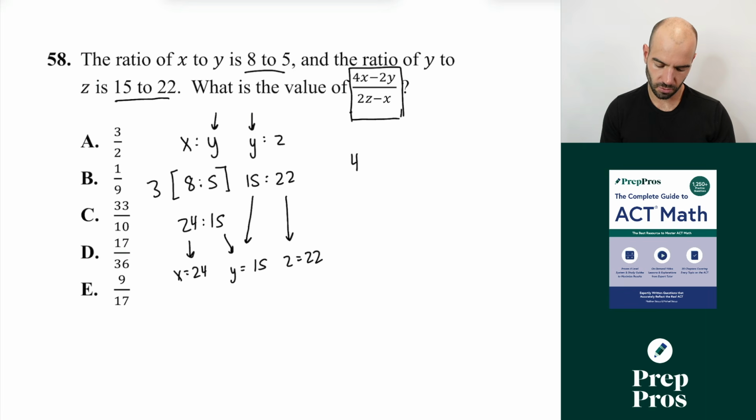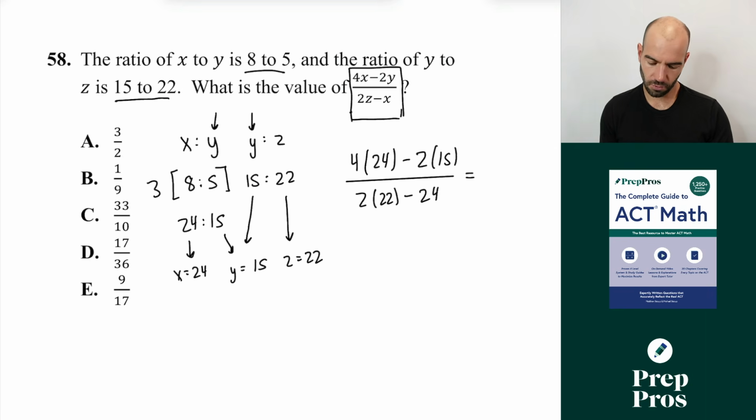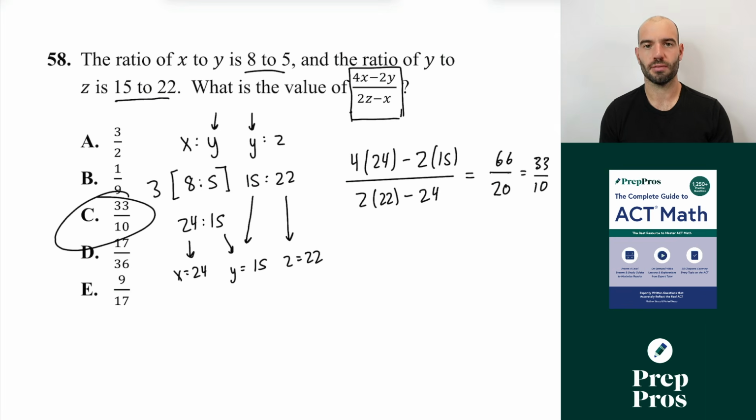So now we can just take those values and plug them into the expression we're asked to solve. So we do 4, plug in our 24 for x, minus 2, plug in our 15 for y, divided by 2, plug in our 22 for z, and subtract our 24 for x. If we do 4 times 24 minus 2 times 15, we get 66 on top. If we do 2 times 22, that's 44 minus 24 gives me 20 on the bottom. Both of those are divisible by 2, so I get 33 on top, 10 on the bottom. You can see that matches our answer choice of C.